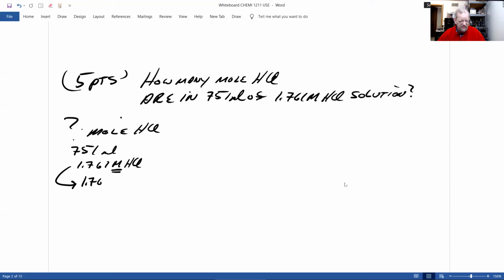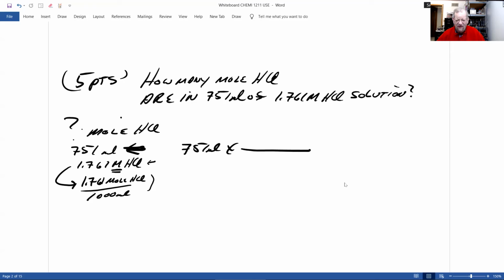1.761 capital M, moles HCl, hydrochloric acid, per 1,000 milliliters. And therefore, this is the only number I have to start with, because this is missing some units until you do this. So I'm going to start with that.